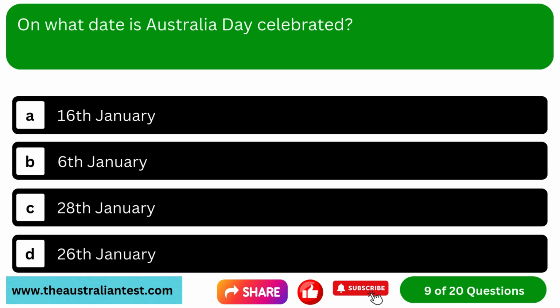Question 9. On what date is Australia Day celebrated? Option A, 16th January. Option B, 6th January. Option C, 28th January. Option D, 26th January.